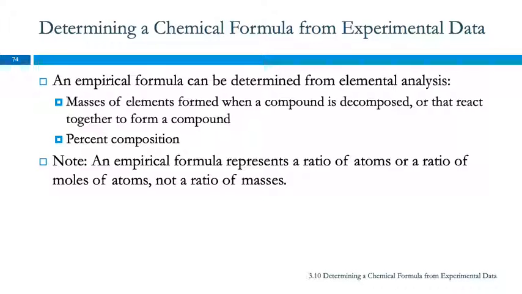Okay, so we talked about what empirical formulas are, how they come from experimental data. How do we do that? Well, there's a couple of ways. A common way is to either measure the masses of elements that combine to form a compound, or to take a known amount of compound and decompose it and measure what's given off. So that would give us masses of elements. We can also calculate an empirical formula if we have the mass composition of the compound. And a reminder that the empirical formula gives us ratios of atoms or moles of atoms, and it doesn't give us ratios of masses.